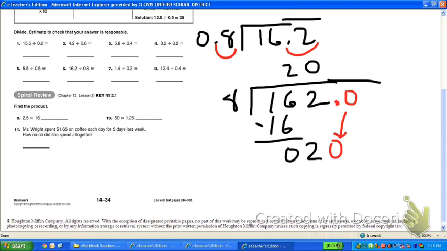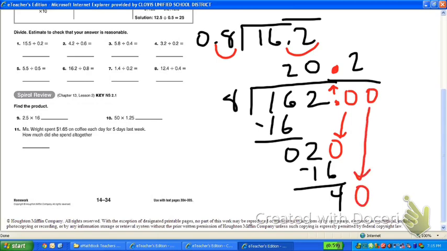And don't forget to put the decimal point up here. 8 goes into 20 two times. Remainder of 4. Again, we add another 0. And then 8 goes into 40 5 times. So your answer for number 6 is 20.25.